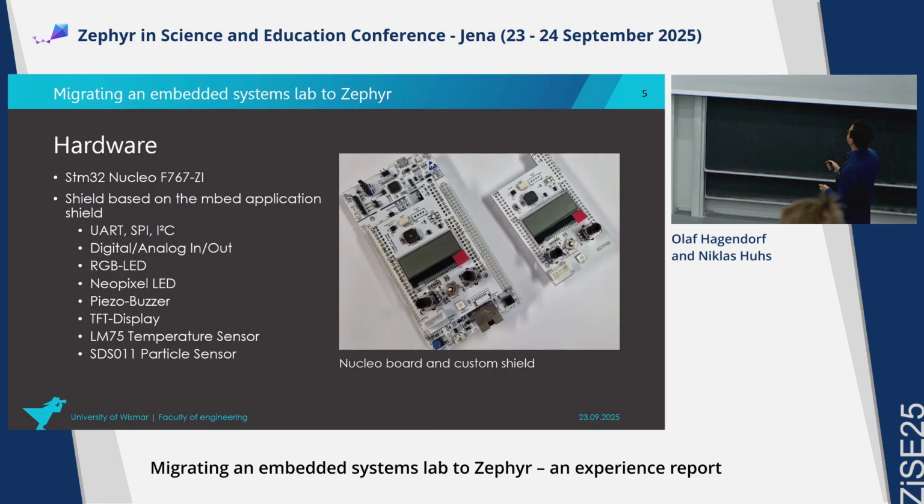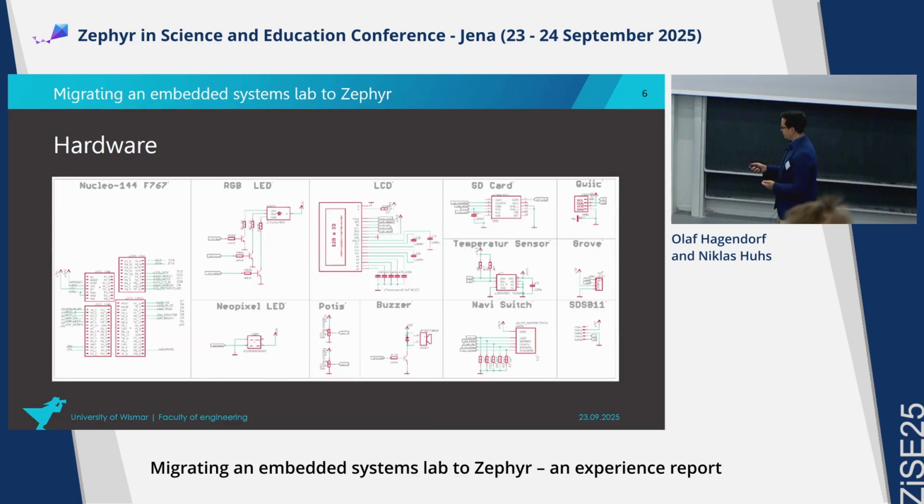We have a display, of course, for setting up something like a basic user interface, menu navigation with this navigation switch down here. And some sensors. We have a temperature sensor on the board, and we have a connection for the SDS-011 particle sensor, which is used in many of the IoT projects, for example, for measuring the particles in the environment and the quality of the air. Here you can see the schematics, which are also on GitHub if anyone's interested.